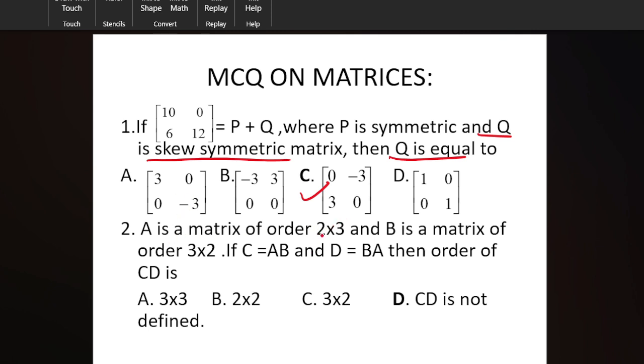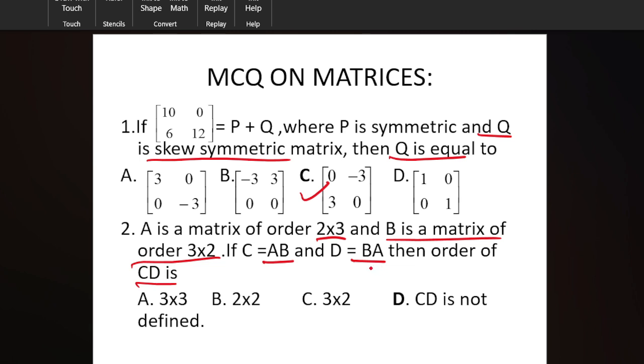Now A is a matrix of order 2 by 3, B is a matrix of order 3 by 2. Then if C equal to A into B, D equal to B into A, then order of CD. Okay, order of CD will be how much? A into B, A order 2 by 3, B order 3 by 2. A into B must be order how much? 2 by 3 and 3 by 2 will give you 2 by 2. Okay. So C is AB, so C of order 2 by 2.